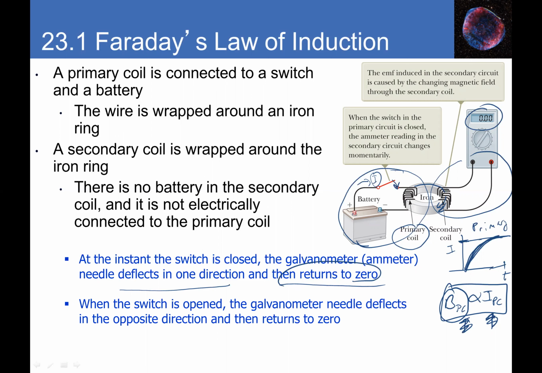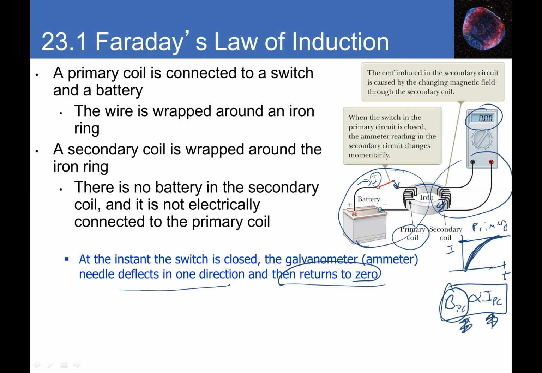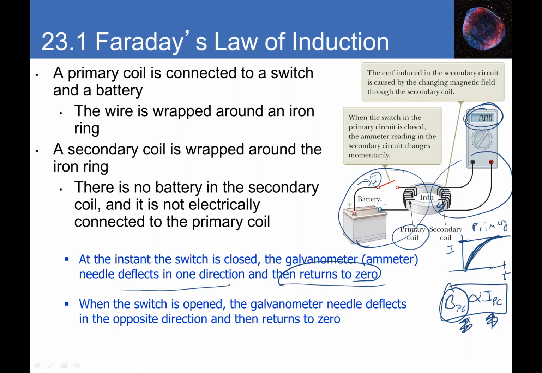All right. So now we have a steady current in the primary coil. That means the magnetic field is steady in the secondary coil, and the induced current is 0. If you wait a long time, all of those values are steady and the induced current is 0. Now we're going to open the switch. As we open the switch, you can see the galvanometer needle deflects in the opposite direction, but then again returns to 0.